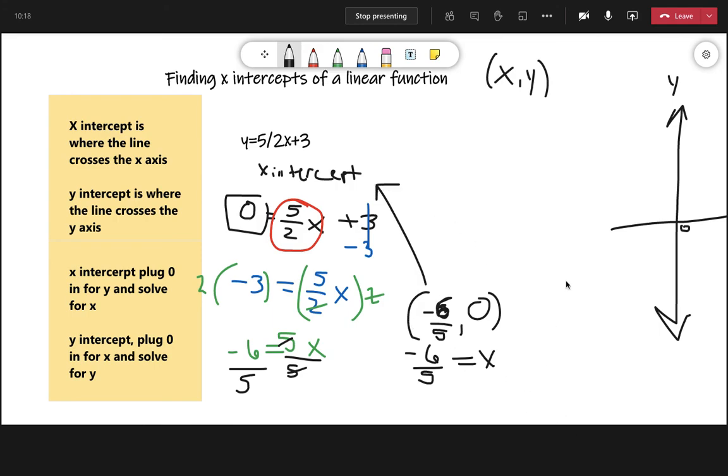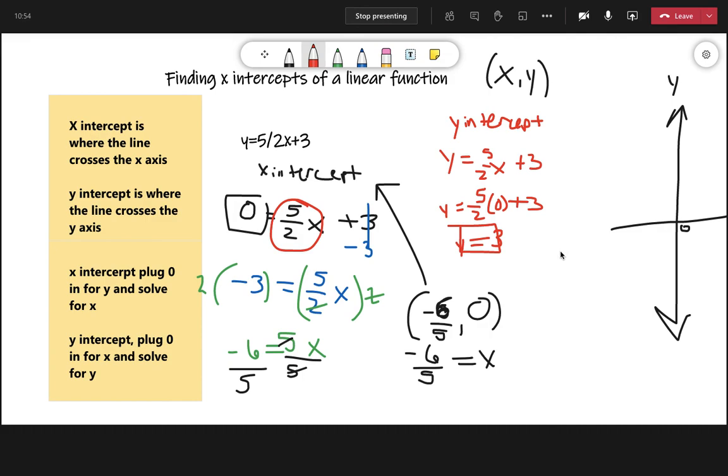We still need to find our y-intercept. We'll start there now. We're going to use the same formula. We have y equals 5 halves x plus 3. This time we plug in 0 for our x value. That gives us 5 halves times 0 plus 3 is equal to y. 5 halves times 0 is 0, plus 3. Y is going to equal 3. So remember to write this as a point. You put 0, comma 3.